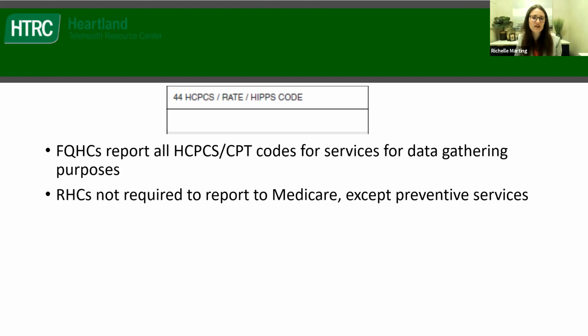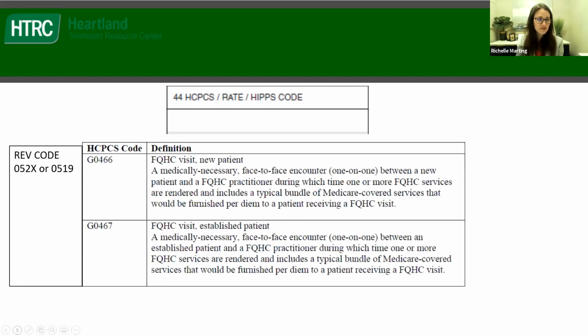Rural health clinics are not required to report HCPCS or CPT codes to Medicare. You can, you're just not required to unless it's a preventive service. I think it might be helpful, especially for a lot of patients that may have Medicare as primary and Medicaid as secondary, because we're going to see some of Medicaid's HCPCS or CPT code billing requirements in just a moment.